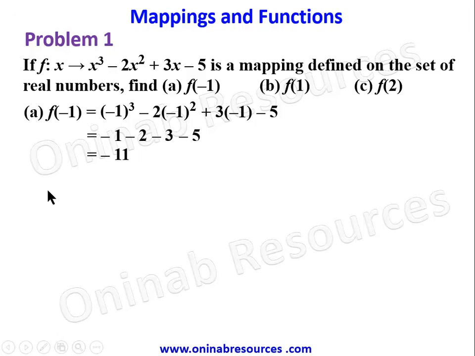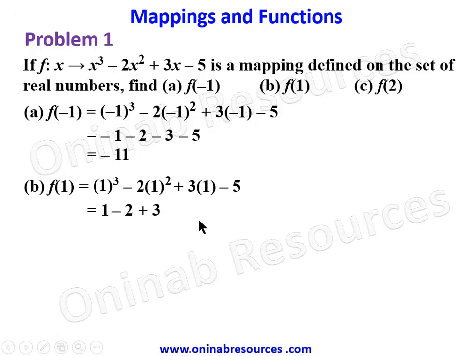So we go to b, which is f of 1. Also, wherever we see x, we put 1. So we have 1 cubed minus 2 into 1 squared plus 3 into 1 minus 5. So 1 cubed is 1. 1 squared is 1 times -2, we have -2. This is positive 3 times 1 gives positive 3, minus 5. 1 minus 2 gives -1, plus 3 gives 2, minus 5 gives -3. Therefore, f of 1 is -3.